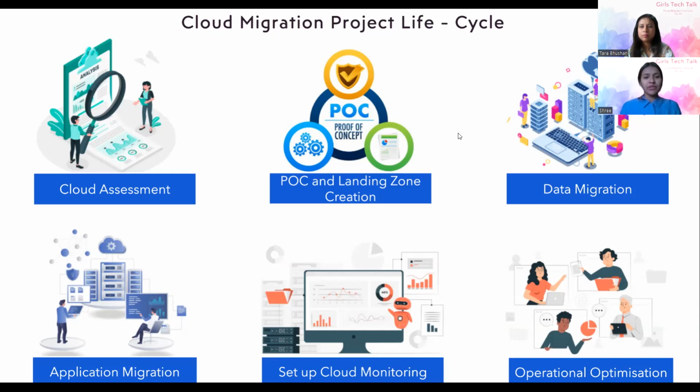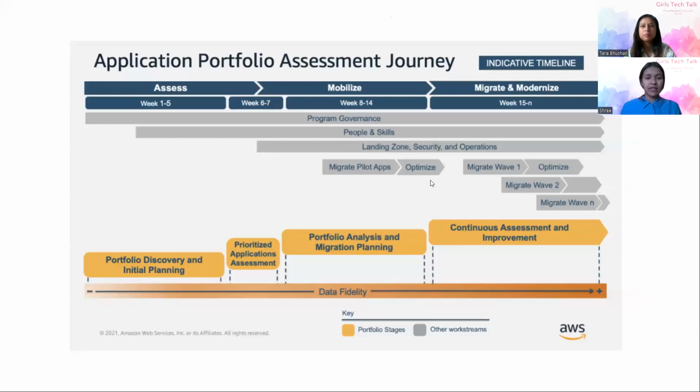So that's altogether a migration project life cycle. We start with the assessment and studies, like how we do it, create POCs, and then what the phases are. Do we migrate data? How do we write the application? And then monitoring, and then how long the project may take. We had some slides and we took guidance from AWS documentation.